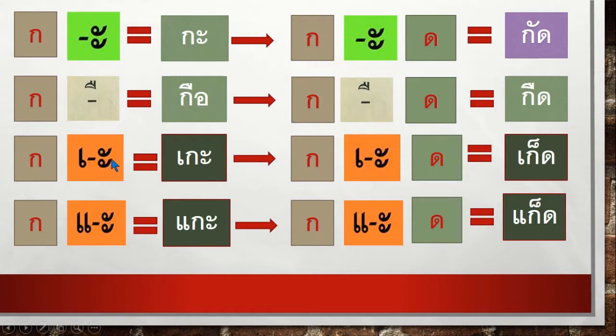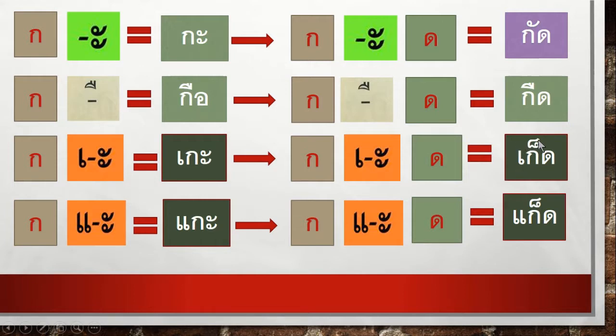Next one, sara e. This sara e makes the sound shorter when there is no final consonant. Go e ge. But whenever there is a final here, go e do get, you have to cut sara e off. You put mai tai ku on the top, and whenever you see mai tai ku on top of sara e with another final, you will recognize it as short e.